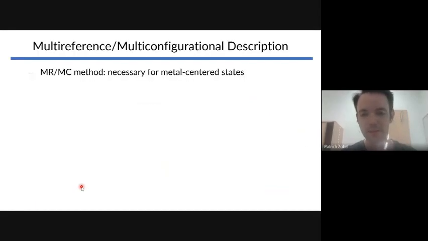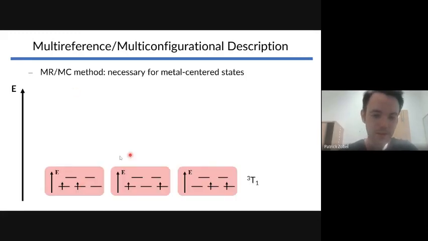And for this kind of electronic structure, you really need a multi-reference or multi-configuration method. And I'll show you with some examples why otherwise you cannot even describe all the states that could take part in the dynamics. So if we again look at our ground state, we have these 3 configurations, representing the 3 different components of our ground state term.